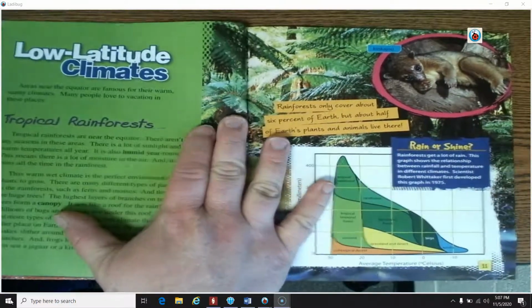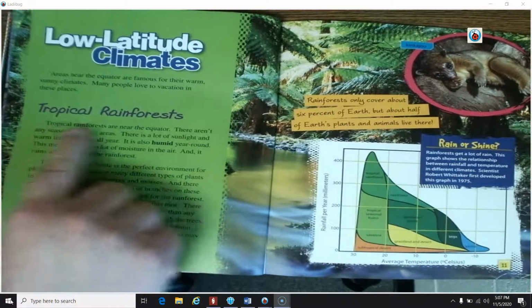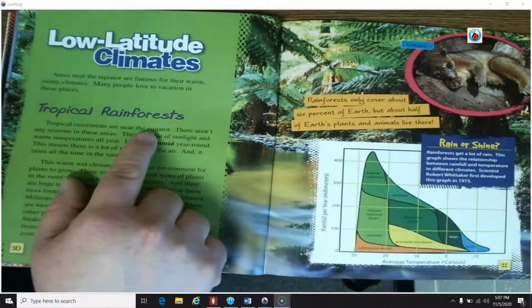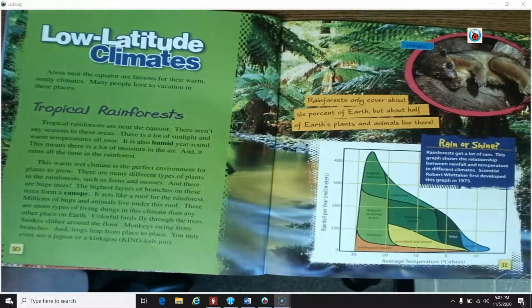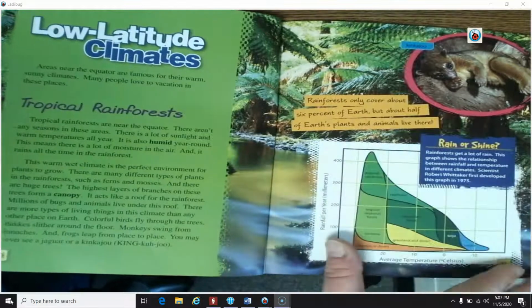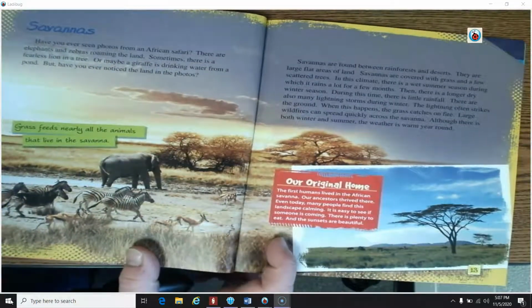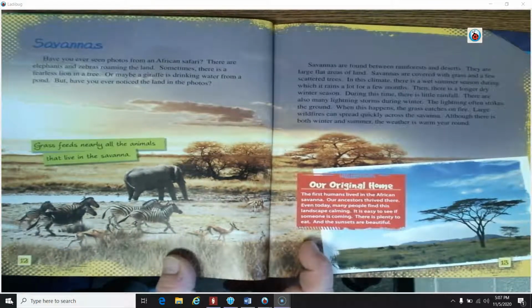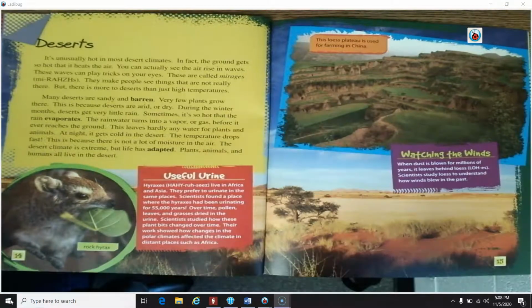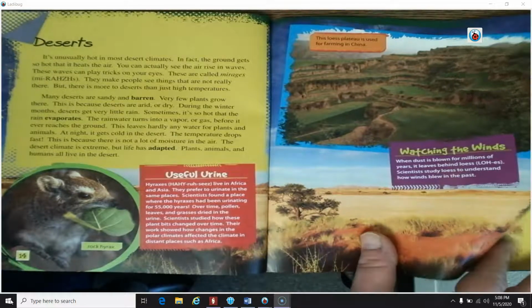All right, so low-latitude climates, these are the ones that are closer to the equator. Those are the tropical rainforests. And remember, those tend to be hot and humid, and they do have rainforests there. The savannas, this is also a hot, dry climate. You might see these in Africa. All right, deserts is another hot and dry climate area. We have some of those here in the United States. There's other deserts across the world.